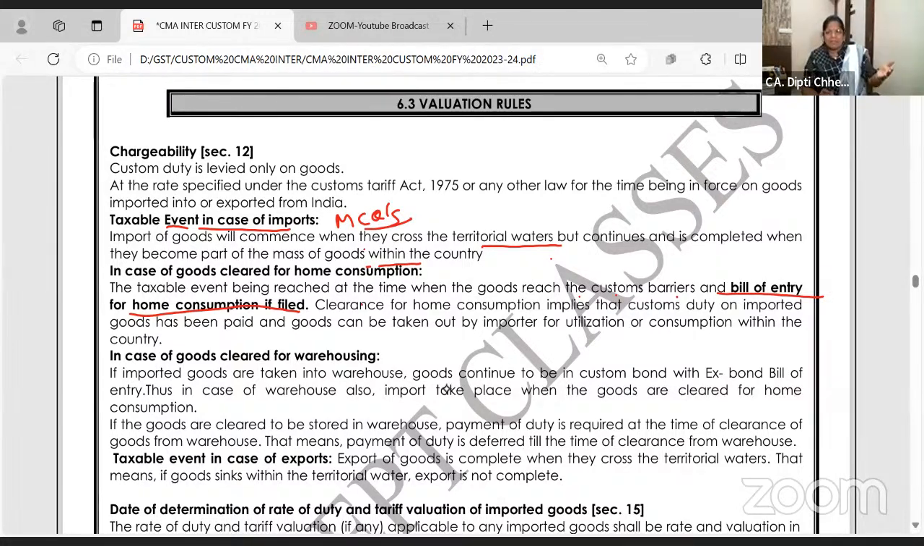So when we submit the bill of entry that we want to clear the goods for home consumption, हमको warehouse में नहीं रखना है, that's the taxable event. So clearance for home consumption implies that customs duty on imported goods has been paid and goods can be taken out. Once you pay the duty, you can take the goods home. Without the payment of duty, can you store it in the warehouse? Yes. Then it is called an ex bond bill of entry. Ex bond bill of entry.